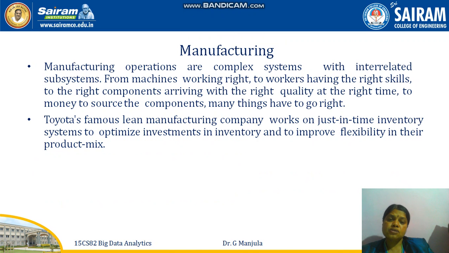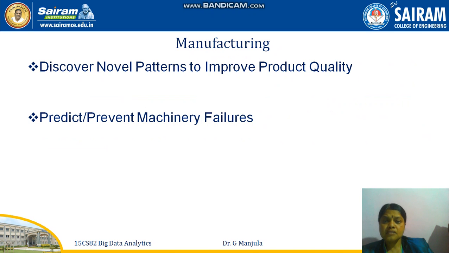Manufacturing operations are complex systems with interrelated subsystems, from machines working right to the workers having the right skills to the right components arriving with the right quality at the right time. This is one of the examples. Toyota, the famous lean manufacturing company, uses a just-in-time inventory system to optimize the investments in inventory and to improve the flexibility in the product mix. So this is also one of the financial services aspects. Similarly, manufacturing people will use business intelligence on novel patterns to improve the product quality or to predict or prevent machinery failures.